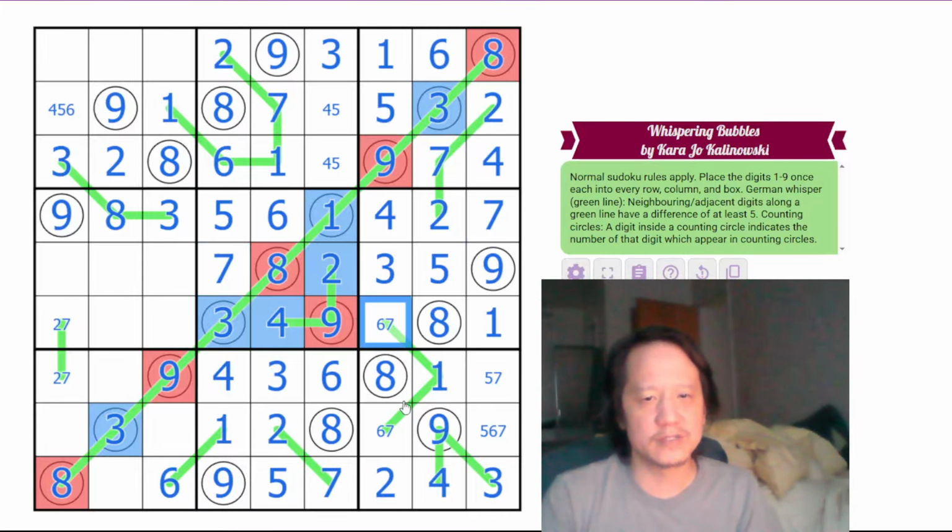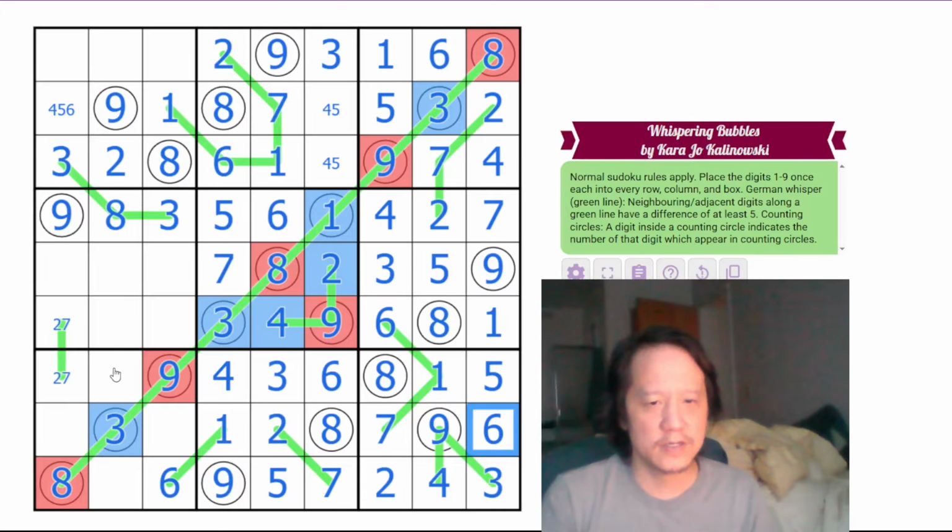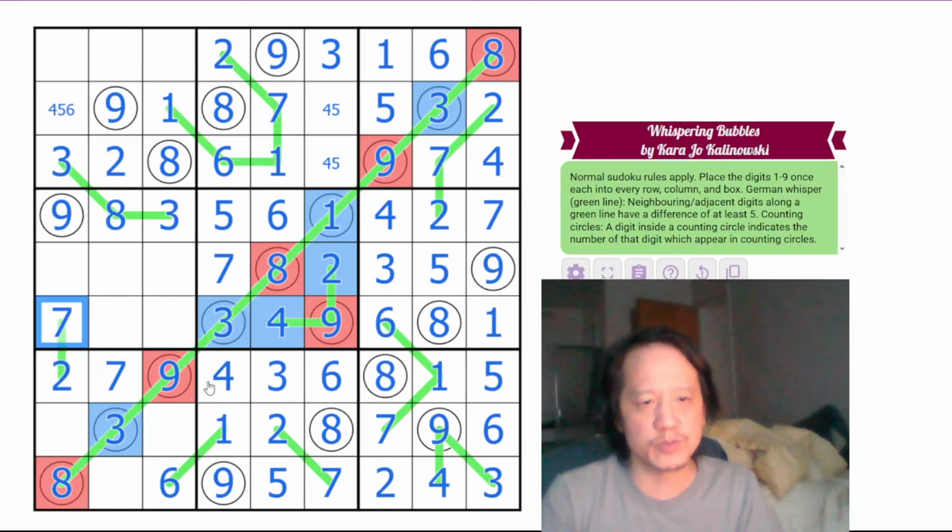This 7 eliminates 7 here, so it's 6 and 7. That eliminates 7 here, so it's 5. This can't be 5 or 7, it's 6. That leaves this as a 2, 7 pair here. This can't be 2 because of the 2 in the column, so this is 7, which makes this 2, which makes that 7.